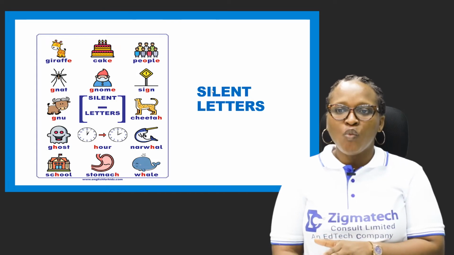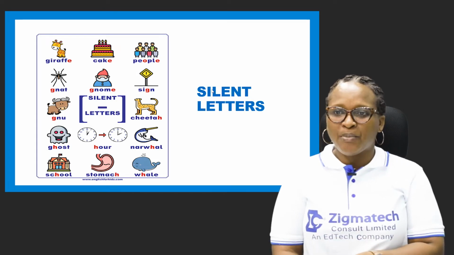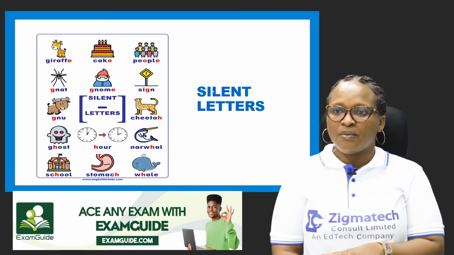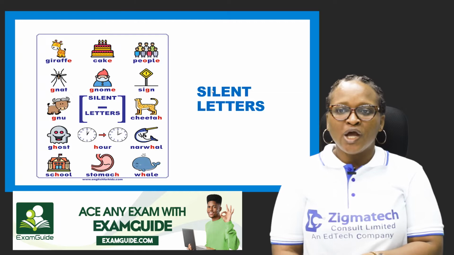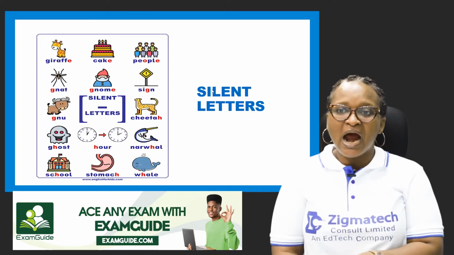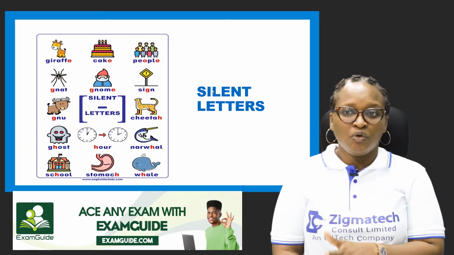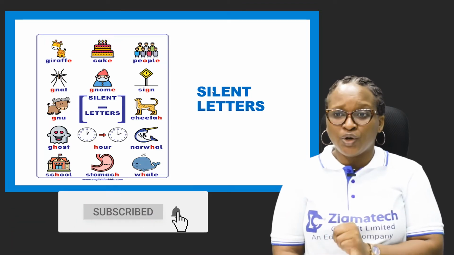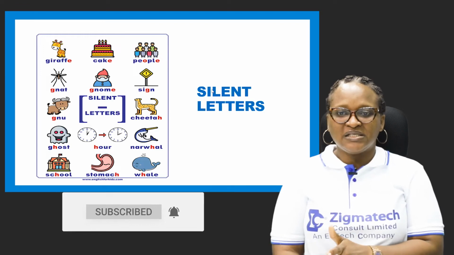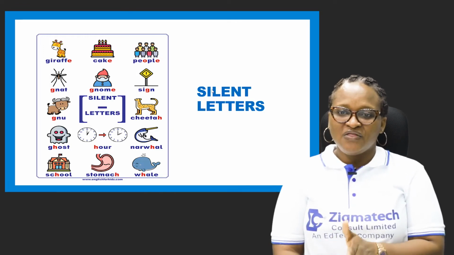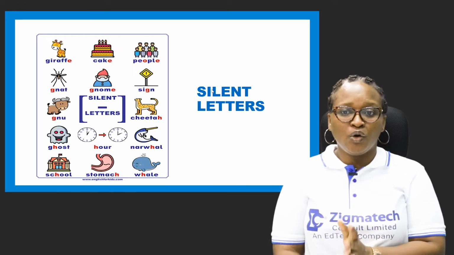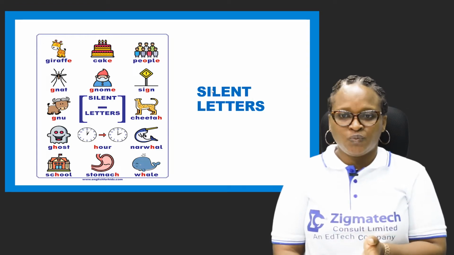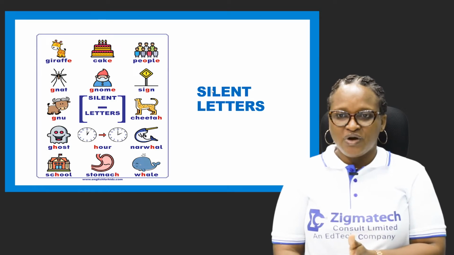Now we have narwhal. Narwhal is a type of whale. So the H is not pronounced. Some scholars will spell it as N-A-R-W-H-A-L-E, or whichever is correct, but know that the H is not pronounced. And when we add the E to it, the E is as well not pronounced. Then a place of learning that we all know is called school. And in school, we have H in the spelling, but the H is not pronounced.